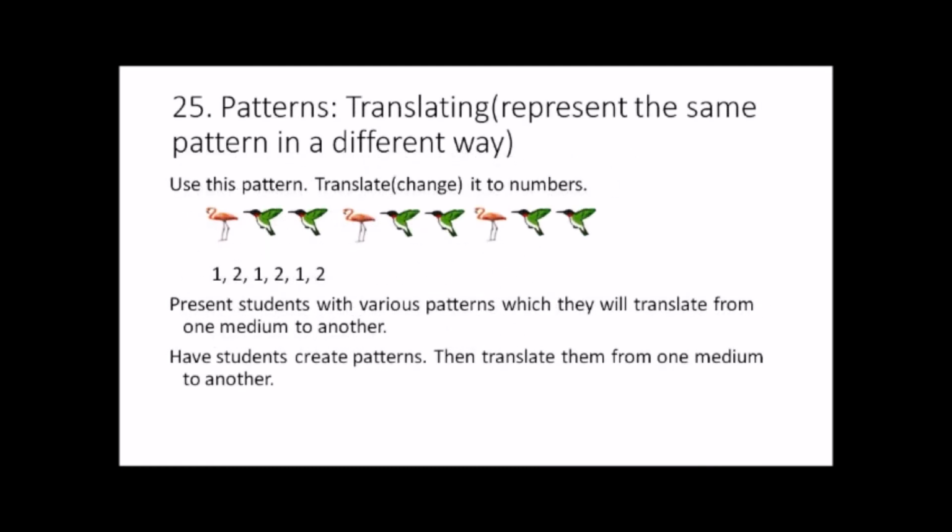Okay, we get to 25, patterns. They must translate, that is, represent the same pattern in a different way. So that's all translating means. I gave you a pattern there with the birds; translate, change it to numbers. So it's 1, 2, 1, 2, 1, 2. What would the next number be? 1, of course. So students must be able to do the translation, so present them with various patterns and let them translate from one medium to another.